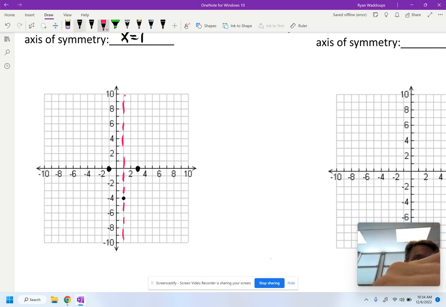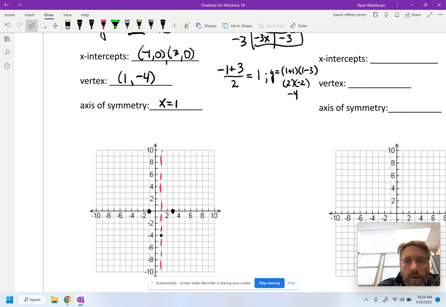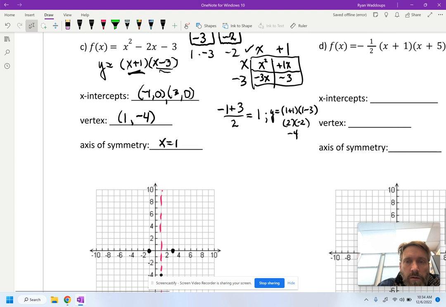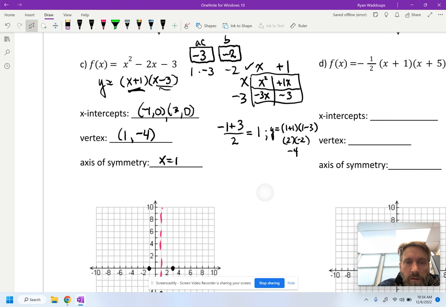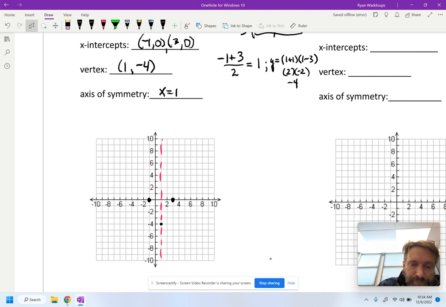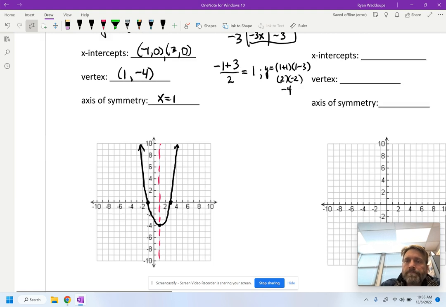And then I can sketch my graph. And it looks something like that.